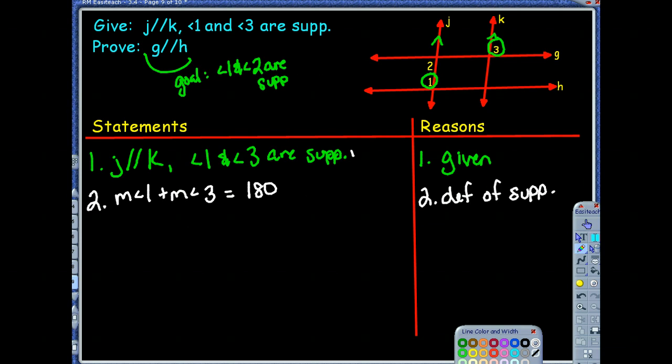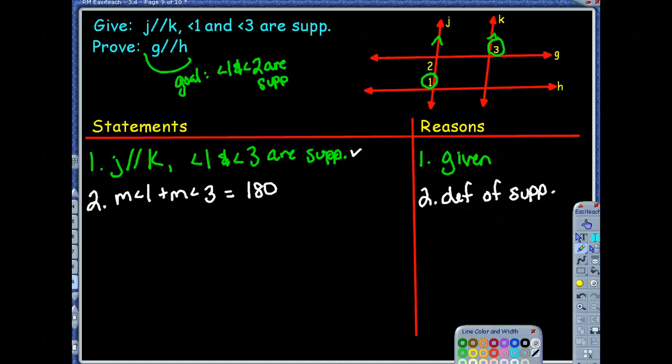Okay, so we've used that part of our given information, and by having that equation there, that's helpful. We know we want to get to talking about other things to be supplementary. I can't quite get there yet, but we do know something else in our given. What else do we know? Well, parallel lines tell us some other special angle pairs.